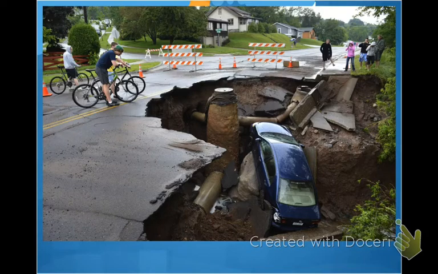So a lot of times sinkholes can be caused just by water that's flowing through the ground too quickly or acid rain that's dissolving it. But another thing that can create them are pipes.